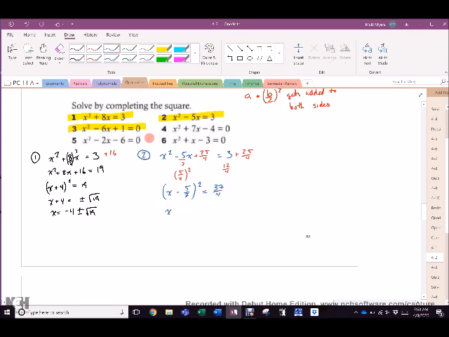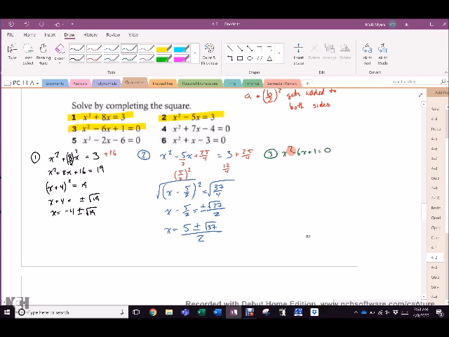Square root both sides. X minus 5 over 2 equals the square root of 37 over 2, because the square root of 4 is 2. X equals 5 plus or minus root 37 all over 2, because 5 halves and halves. And then number 3. Oh, thank goodness, it's even.